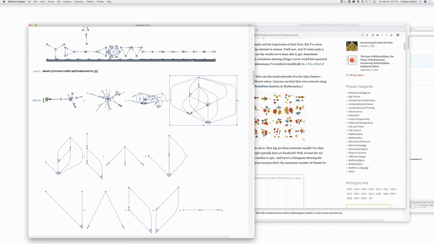Well, wait a minute. Why is it a tree? Because you're saying every person should have 1 predecessor and multiple successors. Okay. Fair enough. And there shouldn't be any loops.